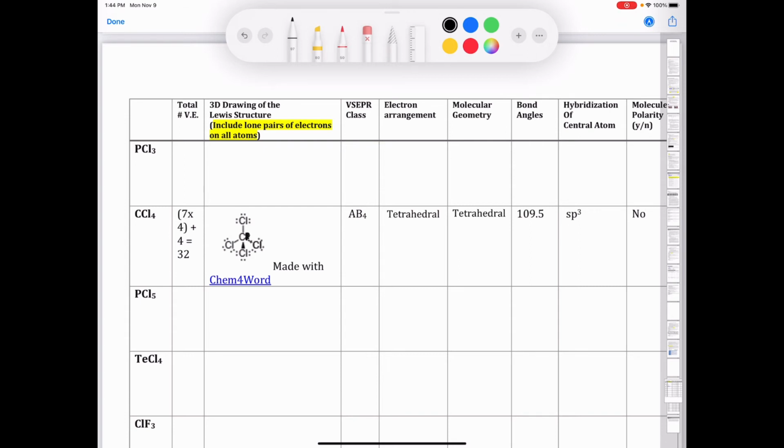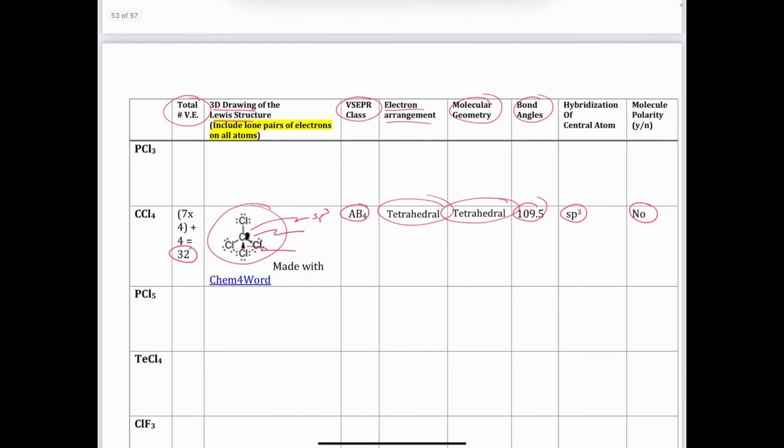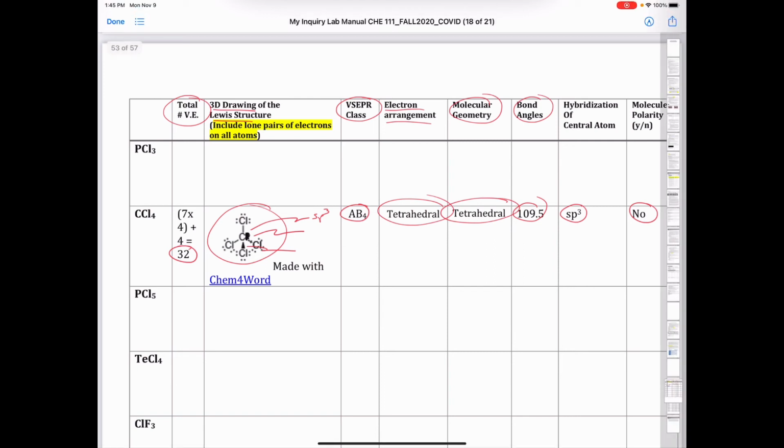It should be CCl4. First, you're going to tally up the number of valence electrons. Carbon tetrachloride has 32 valence electrons. Then you're going to do a 3D drawing of the Lewis structure like this. Make sure to use dashes and wedges where appropriate. You're going to include the VSEPR class, the electron geometry or arrangement, which is tetrahedral for this one, and the tetrahedral molecular geometry. You're going to include the bond angles and the hybridization of the central atom, so this carbon is sp3 hybridized. Then you're going to determine whether the molecule is polar or not, and for that, a simple yes or no will suffice.